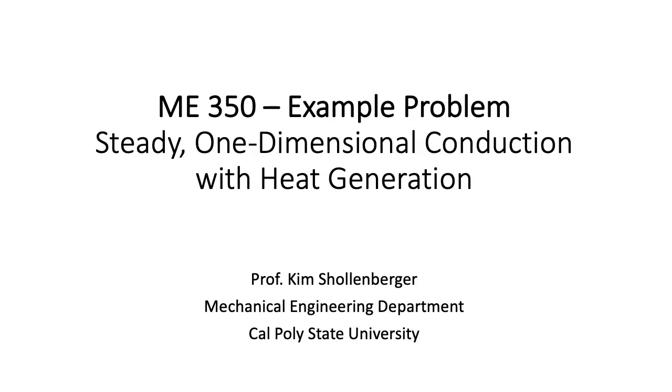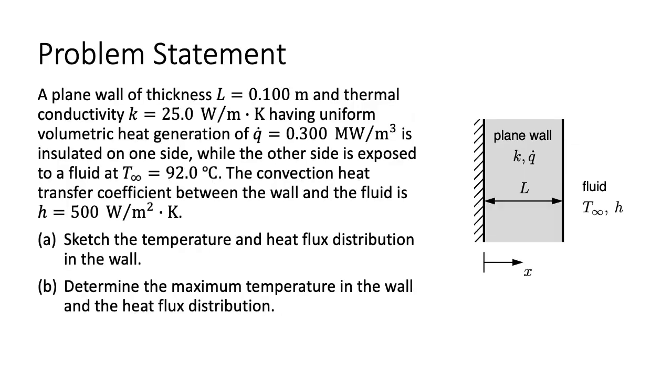ME350 example problem for steady, one-dimensional conduction with heat generation. A plane wall of given thickness and thermal conductivity having a uniform volumetric heat generation is insulated on one side while the other is exposed to a fluid with a specified temperature and convection heat transfer coefficient, as shown. For part A, sketch the temperature and heat flux distribution in the wall. For part B, determine the maximum temperature in the wall and the heat flux distribution.